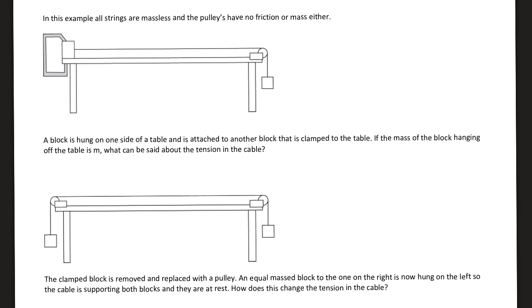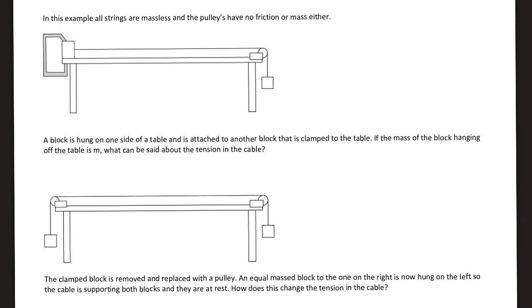So it says a block is hung on one side of the table and is attached to another block that is clamped to the table. The mass of the block hanging off the table is M. What can be said about the tension in the cable? That one should be easy. The tension in the cable is equal to the weight of the block. And you should be able to explain why you know that to be true.